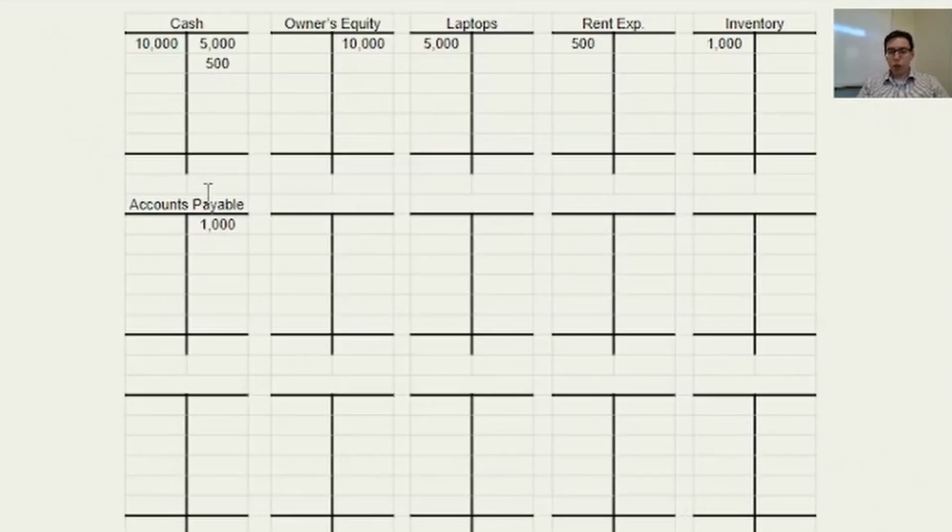When we go to do our T-charts, we have a new accounts payable T-chart. It's a liability, so we credited it, and we have the $1,000 there in the credit column. And then inventory up here as well, we debited that. It's an asset, and the $1,000 is in the debit column.